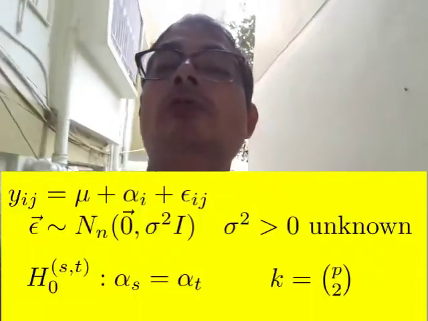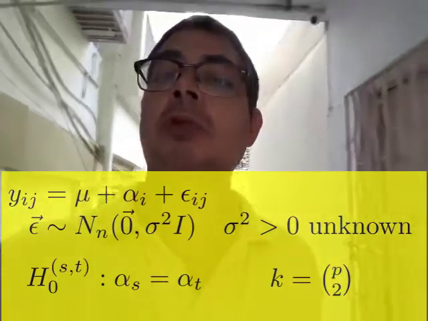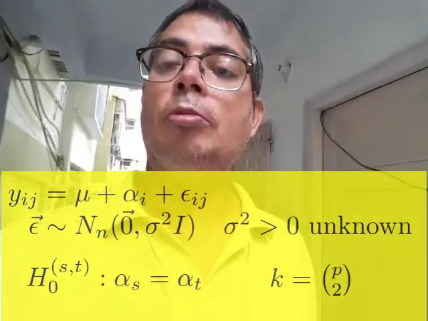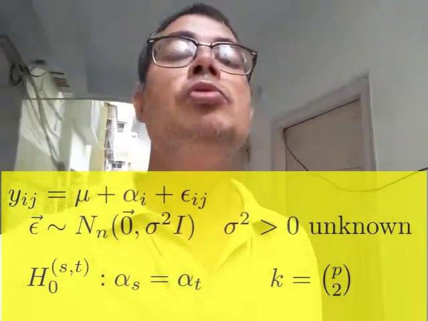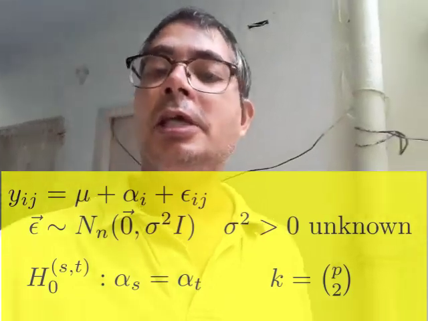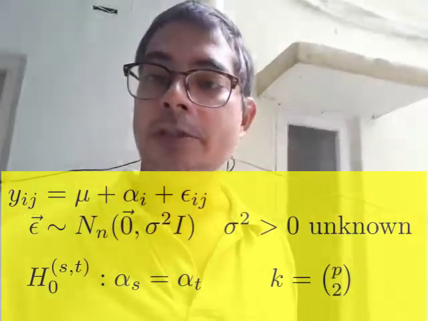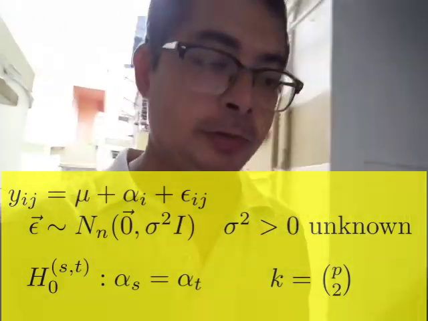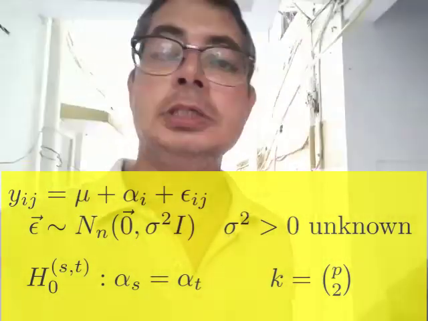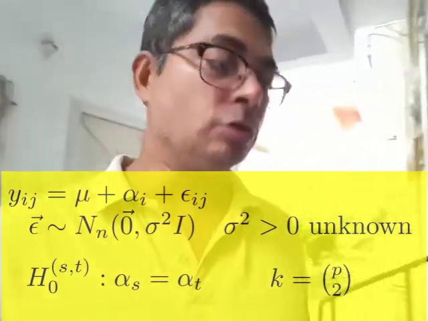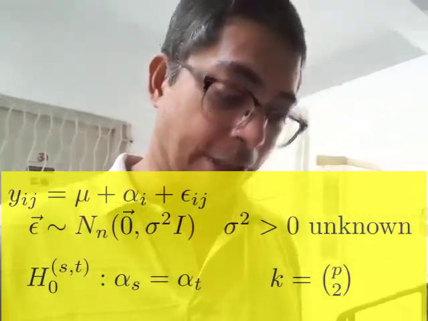I will illustrate this with an example of a linear model. Suppose we again work with our same familiar setup where we have a single factor input and the model is Yij equal to mu plus alpha i plus epsilon ij with the usual Gauss-Markov assumptions. And we are trying to test that all the alpha i's are the same, and we have split it up into component hypotheses, P choose 2 of them, and we are trying to perform multiple hypothesis tests.